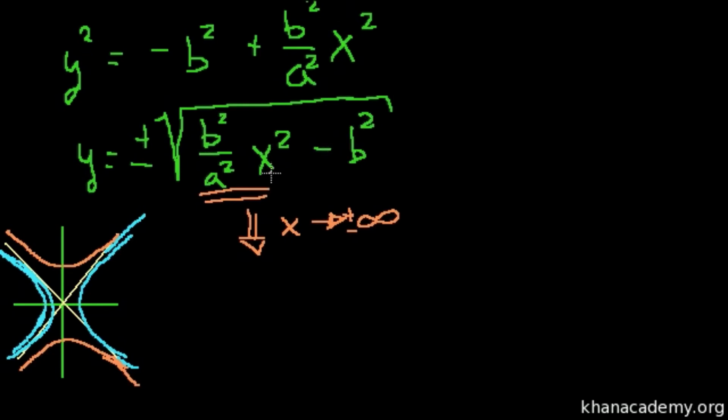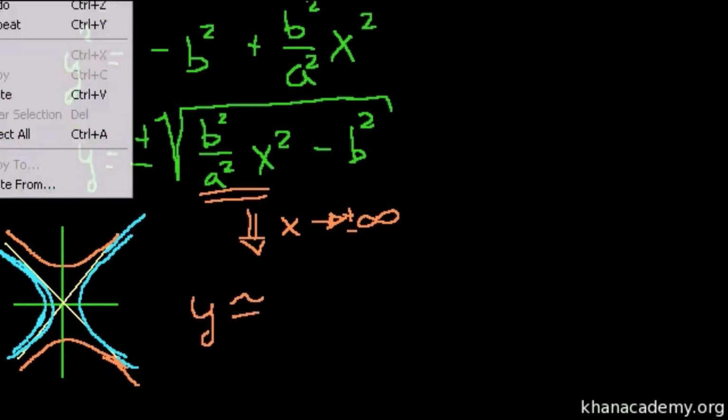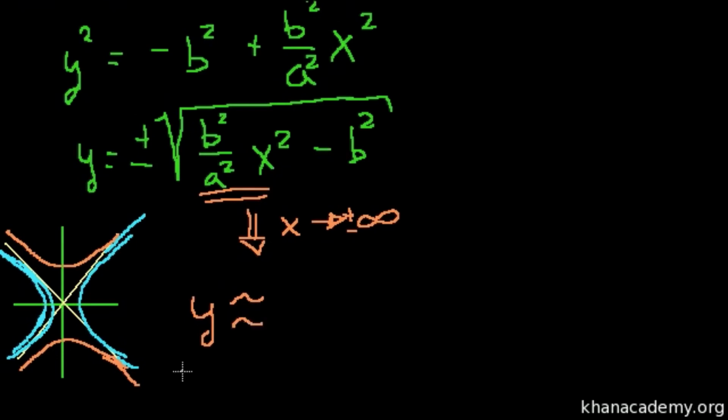So as x approaches positive or negative infinity, as it gets really, really large, y is going to be approximately equal to... well, I don't want to do that. Actually, I think that's congruent. I always forget notation. Approximately just means not exactly, but approximately equal to. When x approaches infinity, it's going to be approximately equal to the plus or minus square root of b squared over a squared x squared, right?